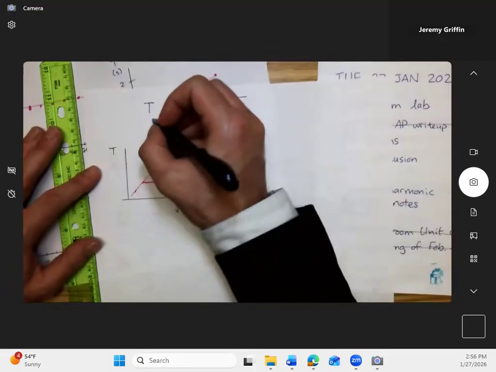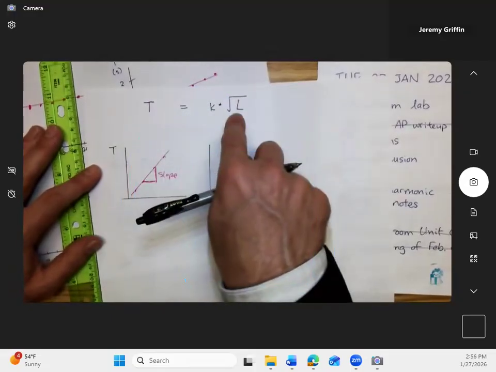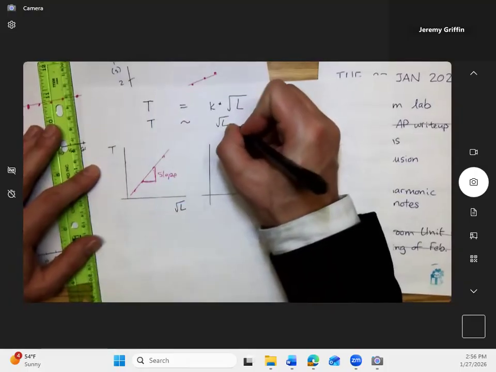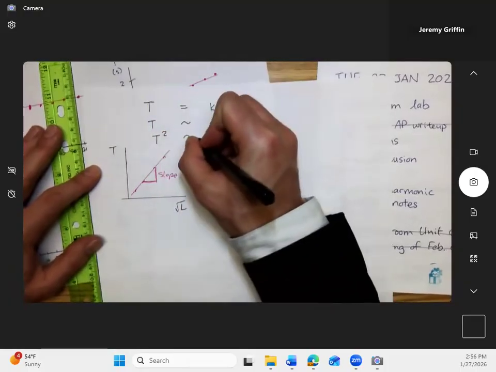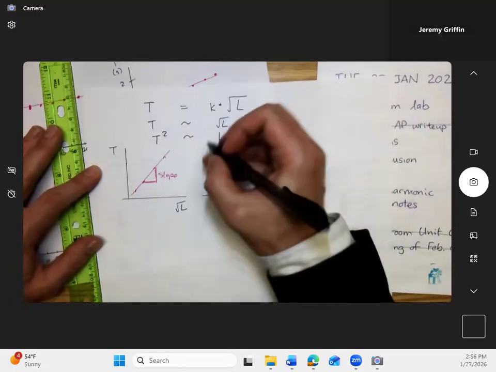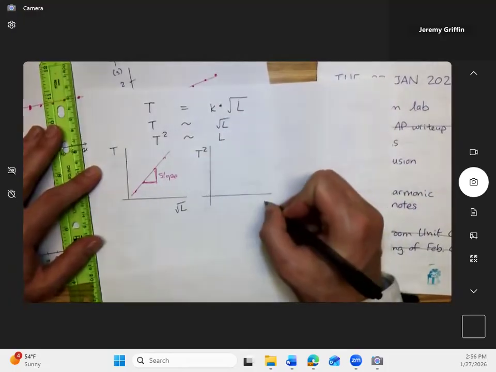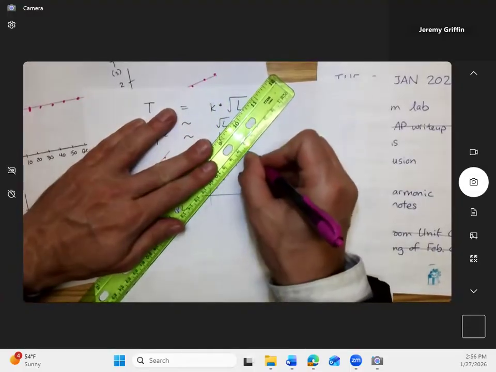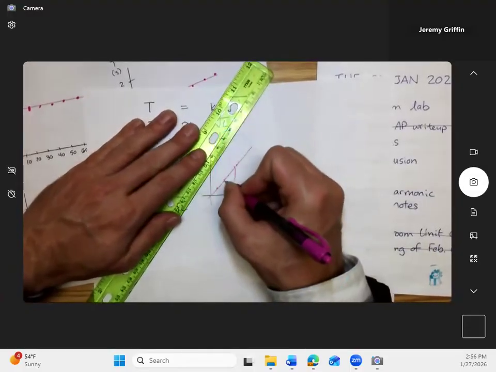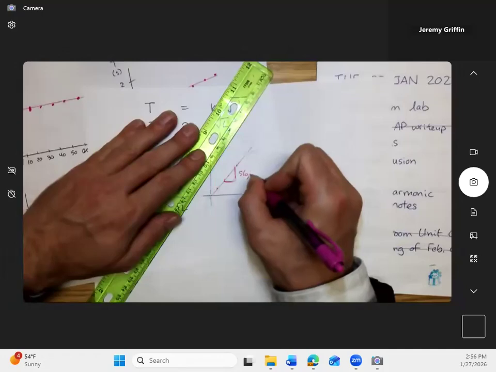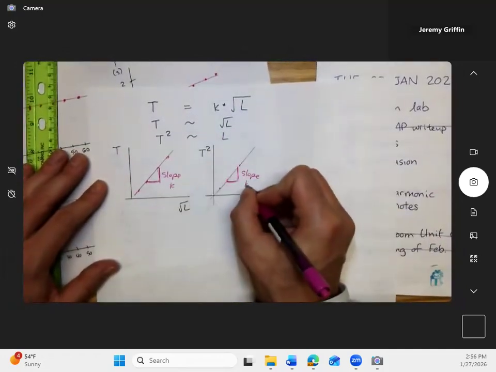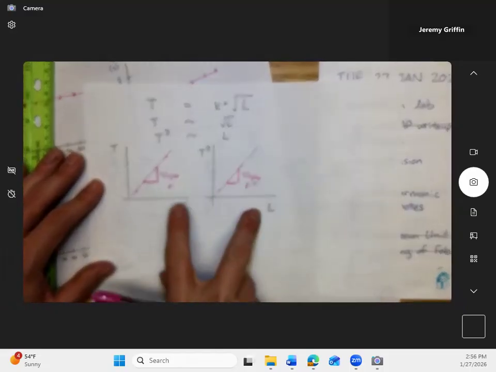Alternatively, guys, could I square both sides of this? Right now I'm claiming time is proportional to root L. But if I square both sides, time squared is proportional to just L. So I could graph t squared versus L, which is a different graph, but the points would also line up in a straight line. And then I could do rise over run and get a slope this way. It'd be like k squared. If this is k, this is like k squared. Yeah, you could do either one of these.